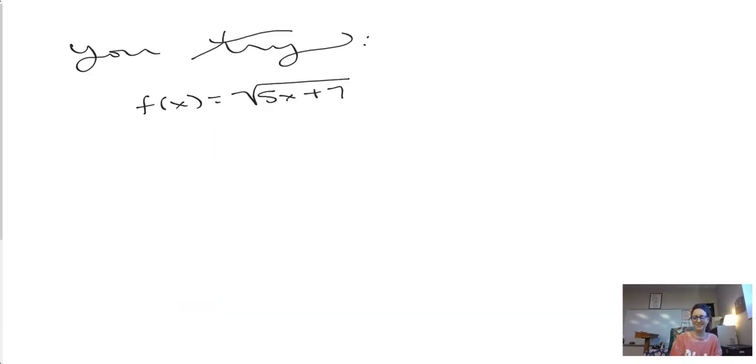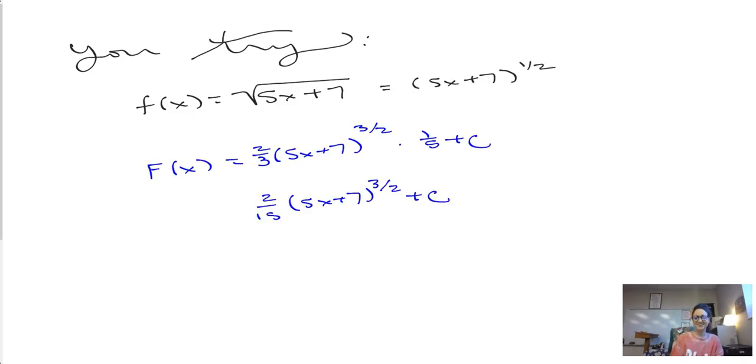Let's maybe let that one sink in just a bit more. Why don't you try one of those on your own? So I'm giving you little f. Can you find me capital F of x? All right, I've got the answer on the screen. If this is not what you got, go ahead and pause and correct any work you need to.